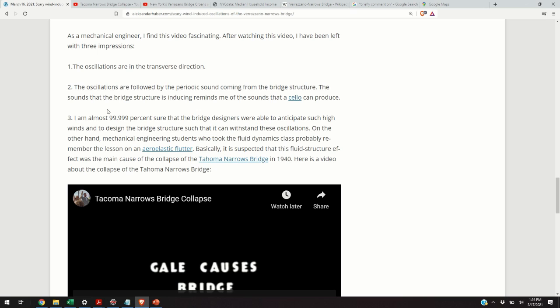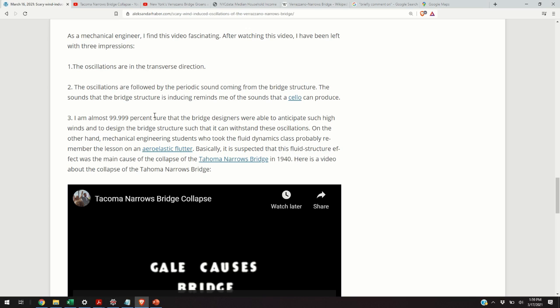I don't think that the Verrazzano Narrows Bridge will collapse due to these oscillations, and I'm almost 99.999% sure that the bridge designers were able to anticipate such high winds, and they were able to design the bridge structure such that it could withstand these oscillations. On the other hand, I'm not an expert in structural mechanics and in oscillation of bridges. Consequently, I'm not 100% sure about the main reason behind these oscillations.